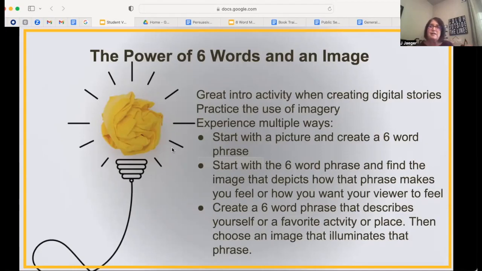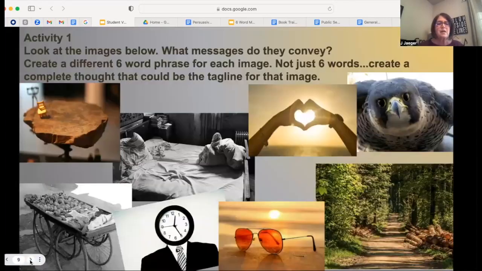Another activity that I think is important for us all to do is create a six-word phrase that describes ourselves. It could be your favorite activity, a place, but then you need to choose an image that illuminates that phrase and share it with your students. I think it's nice for us to always do something ahead of time and try it. So here's activity 1, just to give you an idea.